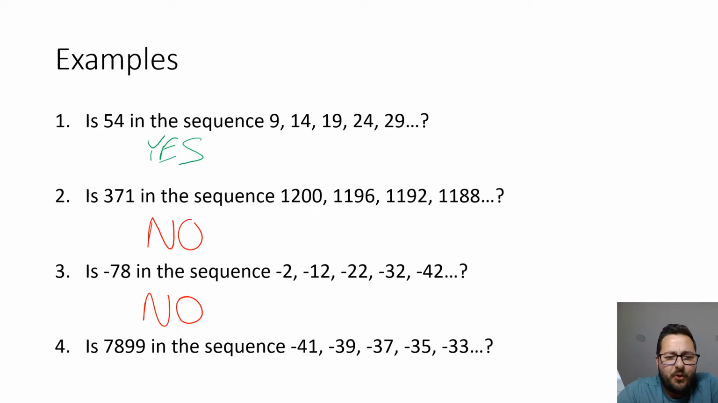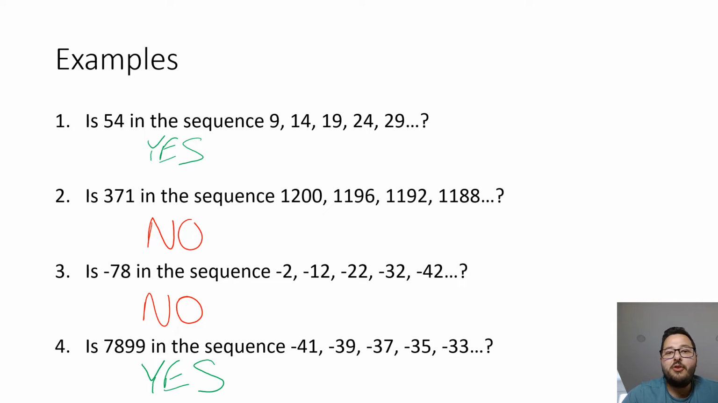And finally, number 4: is 7,899 in the sequence minus 41, minus 39, minus 37, minus 35, minus 33? Well, it's odd, isn't it? Which makes us feel good about it, but will it hit it? Well, the only way we know this is because it goes up in 2s. So that means it's going to hit every odd number going from minus 41 upwards. So it will definitely hit another odd number, which is 7,899. So that is yes.